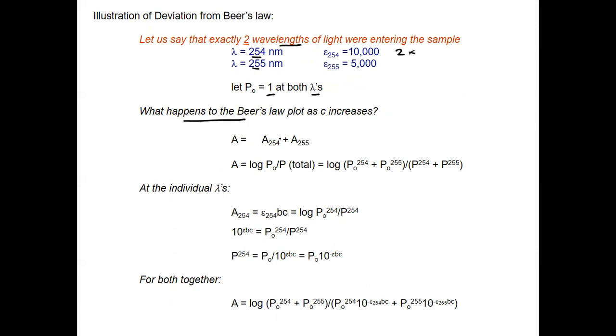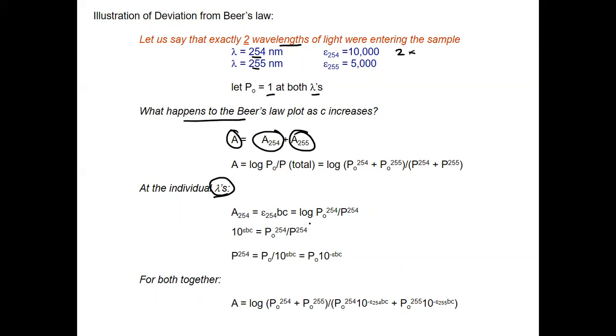So the way that we're going to look at this, the absorbance, as I told you, is just the absorbance of both the contributing species, or the light that you get there. So as you could see here, one coming from 254 and one coming from 255. If we look at the individual wavelength, the absorbance at 254 is just equal to the molar absorptivity times the length of the cuvette times the concentration.